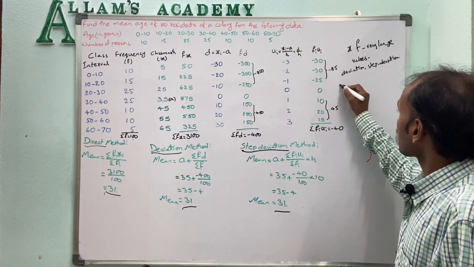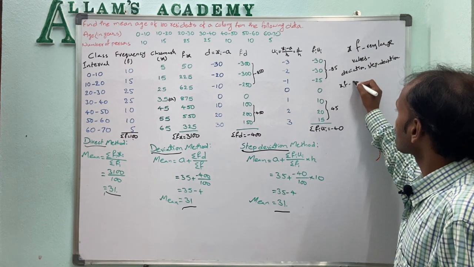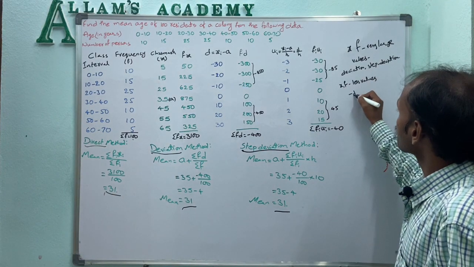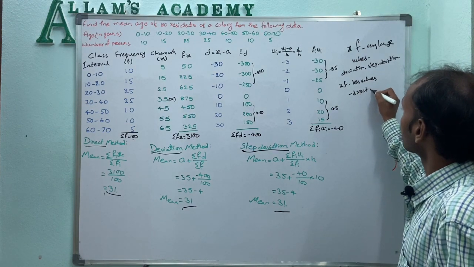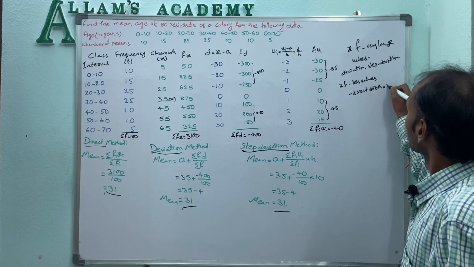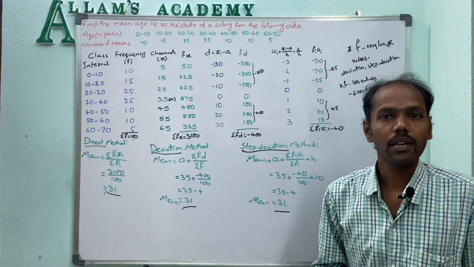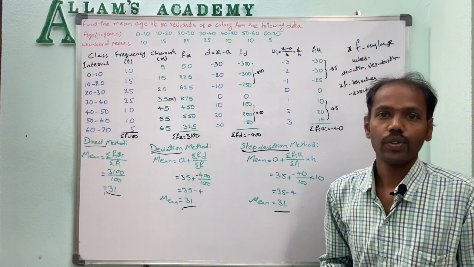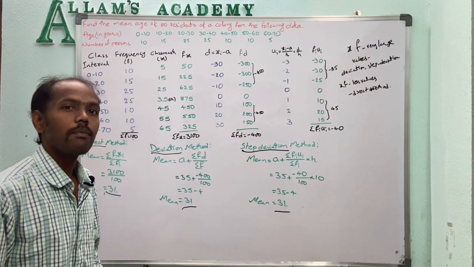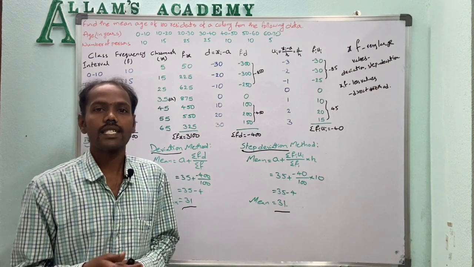If the class marks and frequencies are small values, then we use the direct method, and then we solve the problem simply. Okay, so in these three types, whichever method we use, we get the same result.